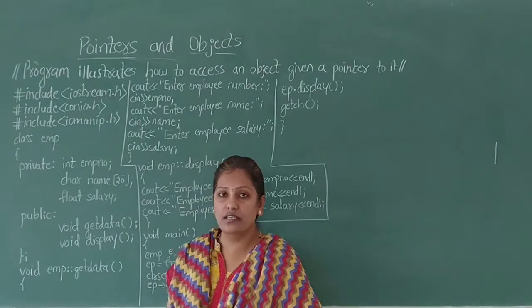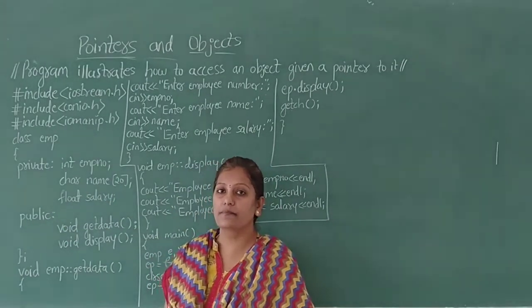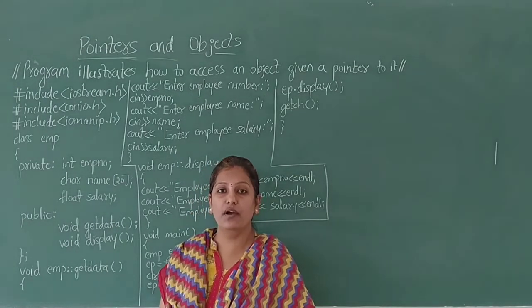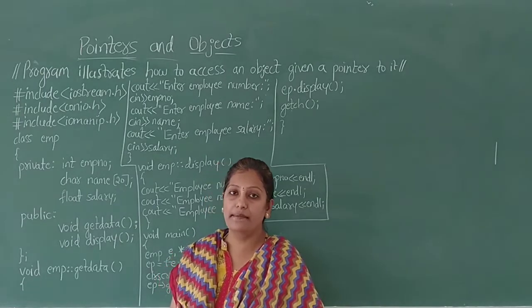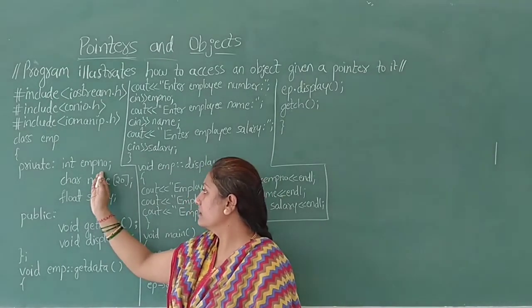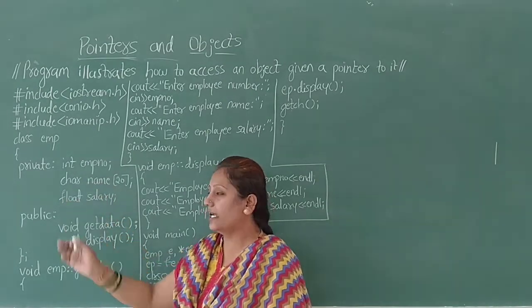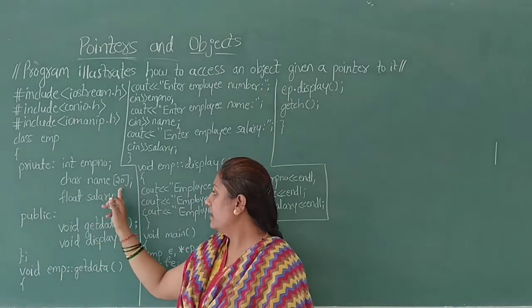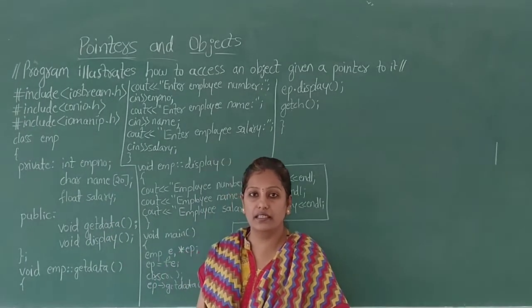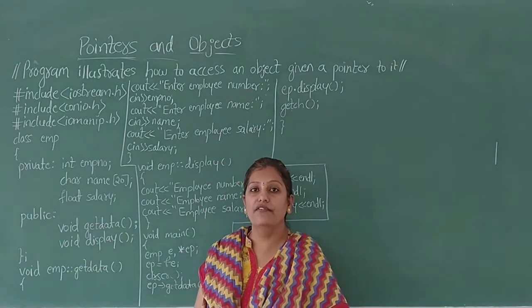In this program, first we create an employee class and here we are displaying the employee information like employee number, employee name and employee salary. Employee number is declared with the data type integer, employee name is declared with the data type char and it has a size 20, meaning it allows the user to enter 20 characters of name, and salary is declared with the data type float.